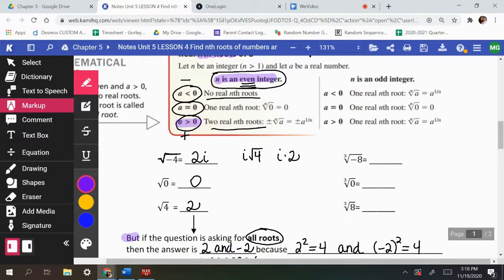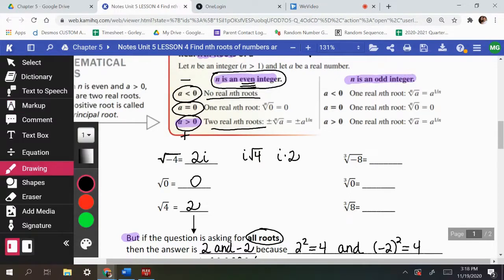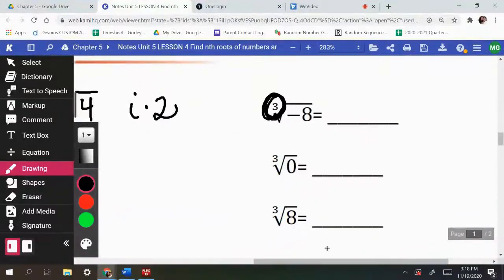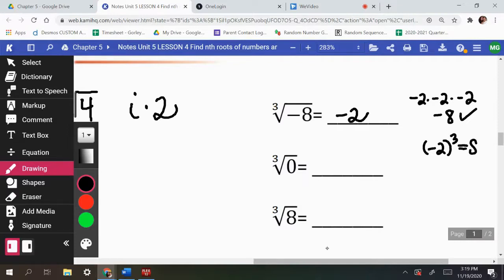All right, going over to odd, right? So now n is an odd integer. What happens if a is less than 0? Well, notice I have an odd root now, right? It's a cube root. And my radicand is less than 0. What would that simplify to? That would be -2, okay? And that's because -2 times -2 times -2 would be -8, okay? Or you could say -2 cubed is -8.